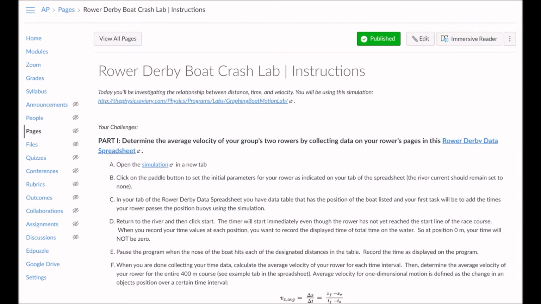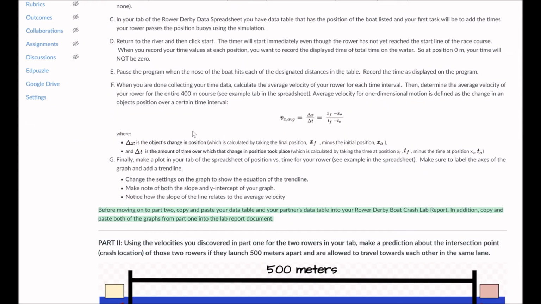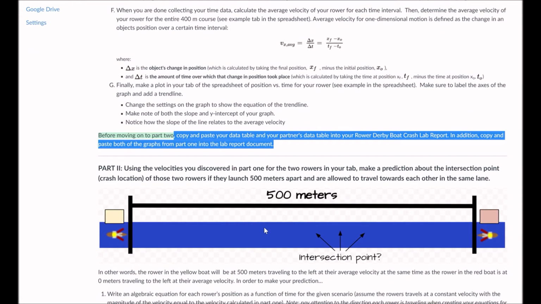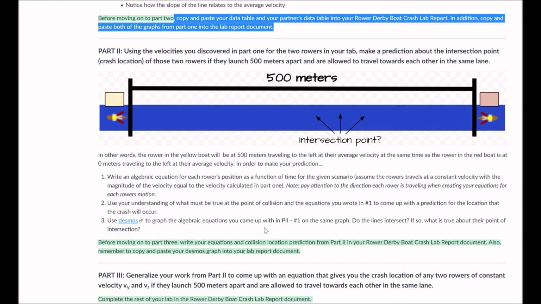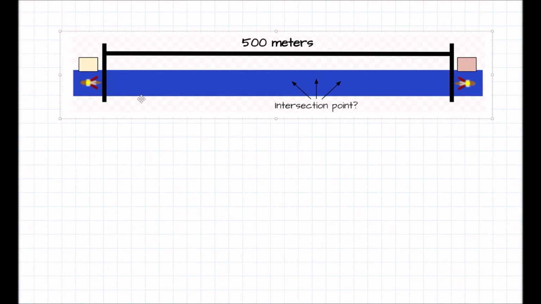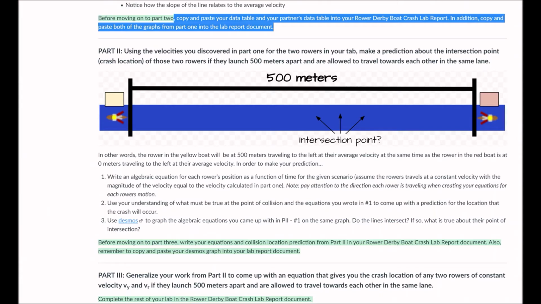If you have completed part one, you've copied and pasted both the graphs and data tables from part one into the lab report document. Now you are setting up a separate problem here in part two. What you need to do in part two is solve a problem very much like what we did at the beginning of class yesterday, where we spent quite a bit of time looking at Fred and Dora, the swimmers in class.